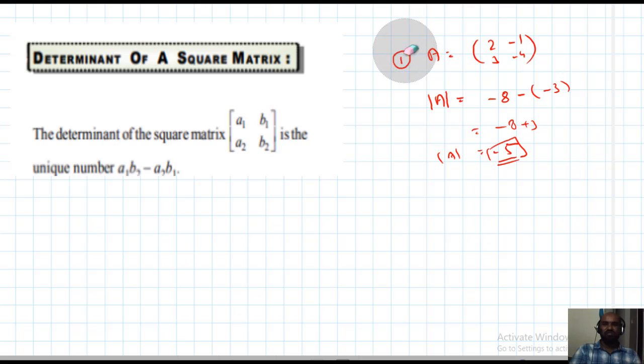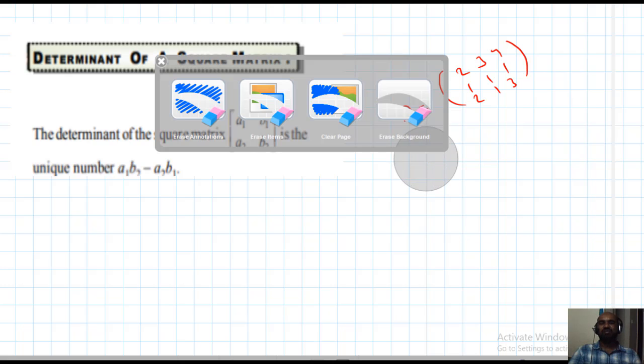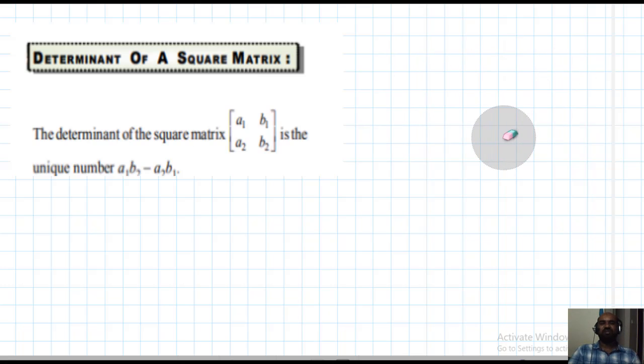Okay students, but the difficult thing is, if the matrix is third order, for example [2 3 4; 1 1 1; 2 1 3] is given, how to find its determinant? Not at all easy. How to find the determinant of a 3 by 3 matrix? What is the definition given to find the determinant of a 3 by 3 matrix? To find the determinant of a 3 by 3 matrix, we need to define new things in this chapter.